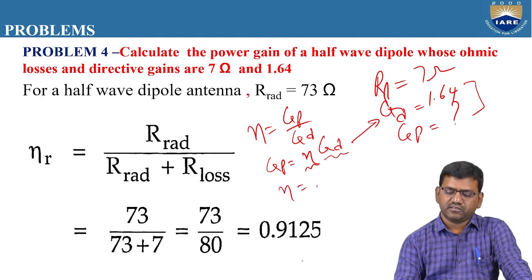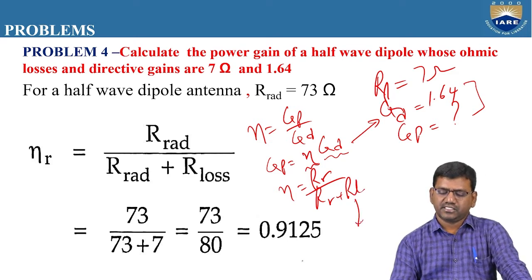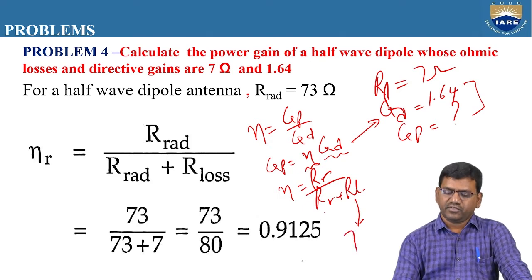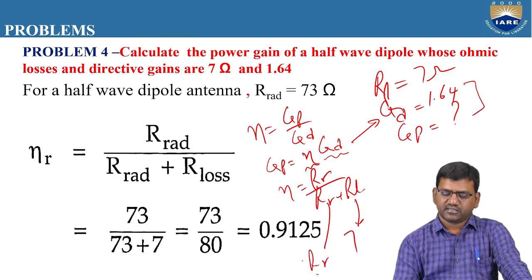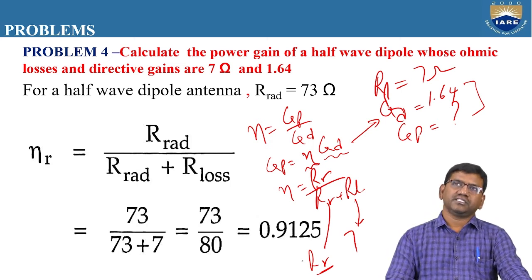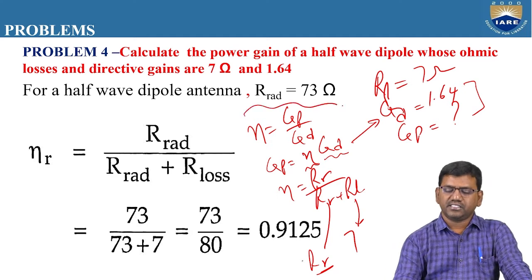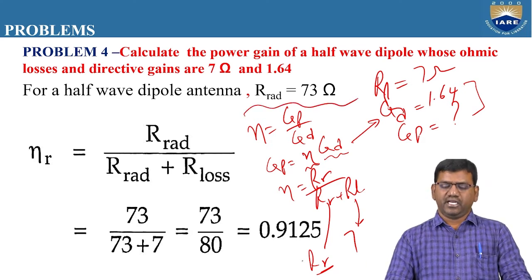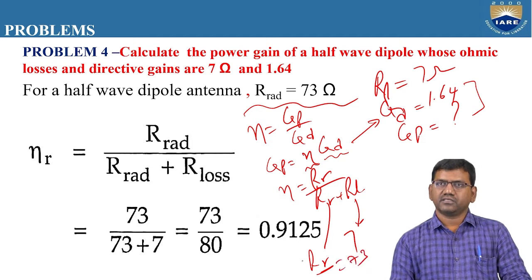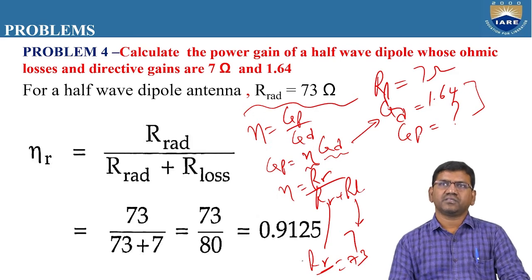That means eta is equal to RR by RR plus RL. The loss resistance is given as 7 ohms, but we do not know the value of the radiation resistance. We need to determine it. In the earlier session, we derived that the radiation resistance of a half-wave dipole antenna is 73 ohms. It is not given in the problem, so we need to remember this expression: RR is equal to 73 ohms.